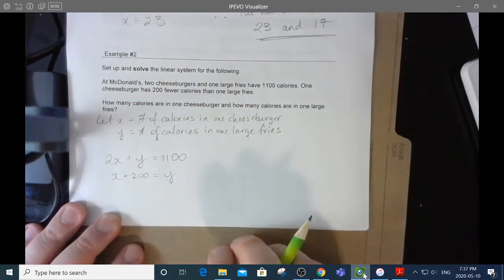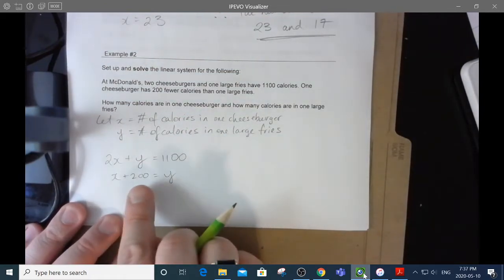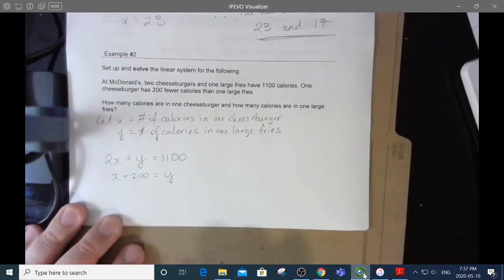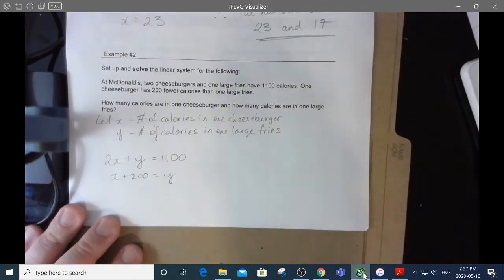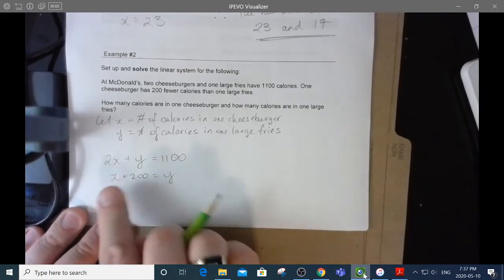Get it? Now you could have done this the same way as me, but put minus 200 on this side and left the x by itself. It would have been the same thing. You could have said cheeseburger is y minus 200. But I like doing it this way. Okay, so do you get what we just did? We totally set this up for substitution because y is x plus 200.